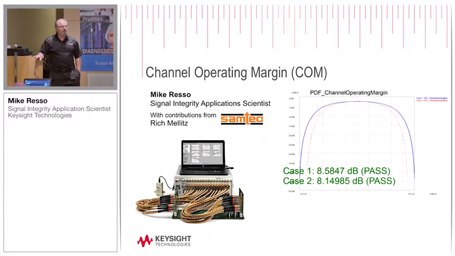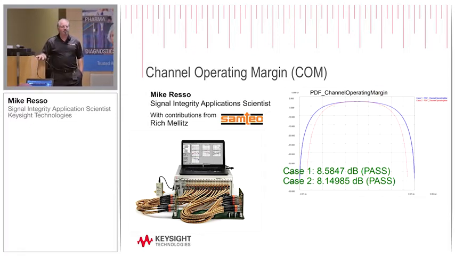And so what I'm going to be talking about today is a new measurement called COM, which stands for Channel Operating Margin. You may have heard of another COM, which is Common Object Model. It's a programming thing, and that's not what we're going to talk about.